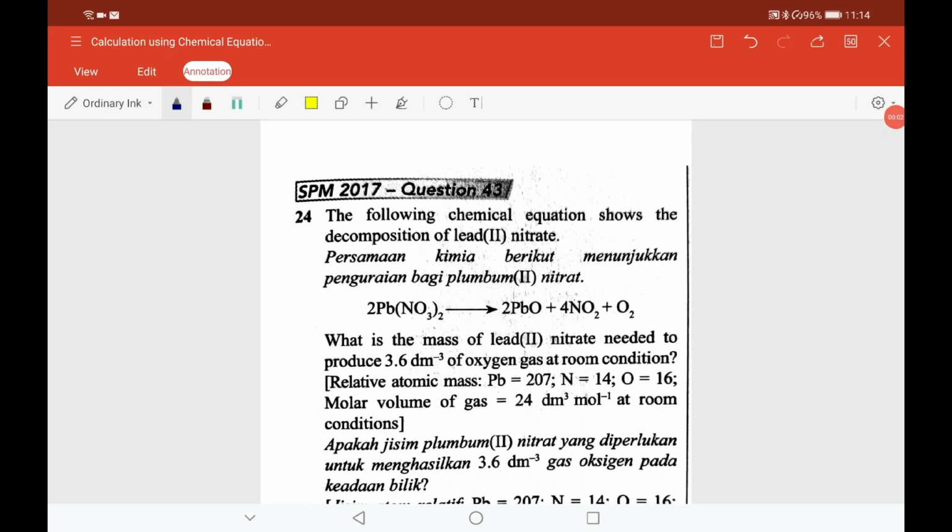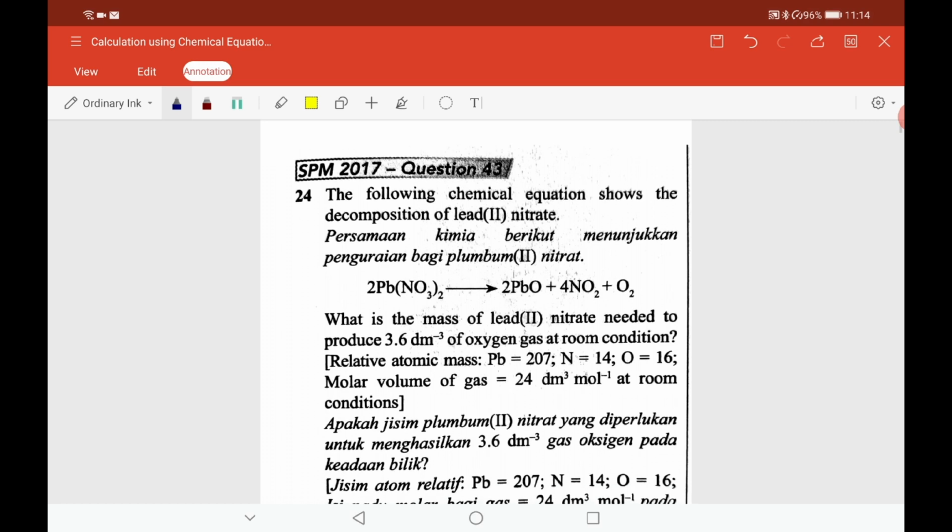Alright guys, this will be the last tutorial for Form 4 Chapter 3. So in this tutorial, we will discuss some past year questions as well. This tutorial we will focus on how to do calculations by using chemical equations. How are we going to do a calculation by using a chemical equation? Alright, let's start with the first question.